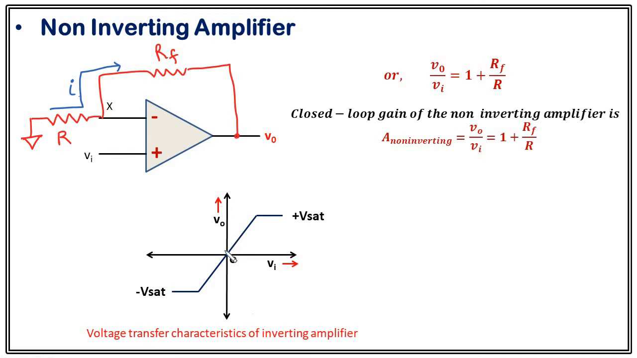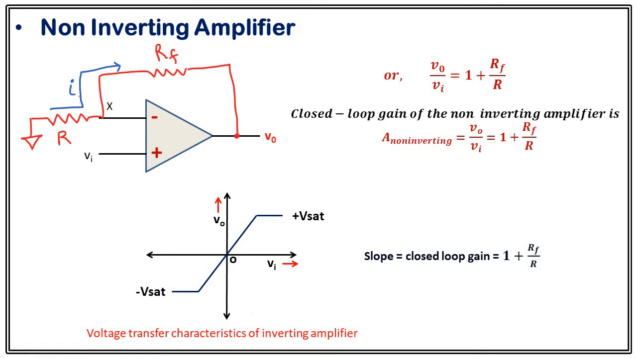Here you can easily see that there is a linear relation between input and output voltage. If V input increases, output voltage will also increase, and the slope of this line is nothing but the closed loop gain, which is equal to 1 plus Rf upon R. Once the input voltage is much higher, the output voltage will be in the saturation region. That is when the output voltage crosses the biasing voltage of the op-amp. In that case, the op-amp will be in the saturation region.